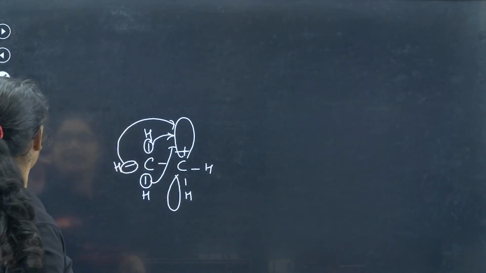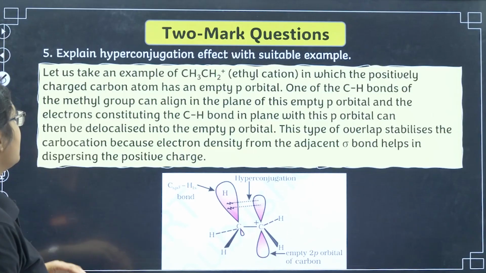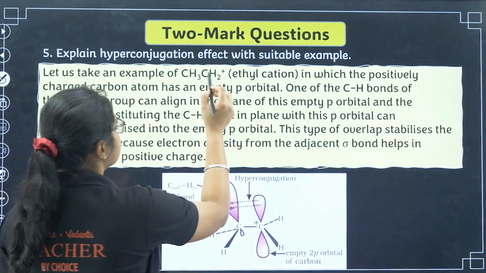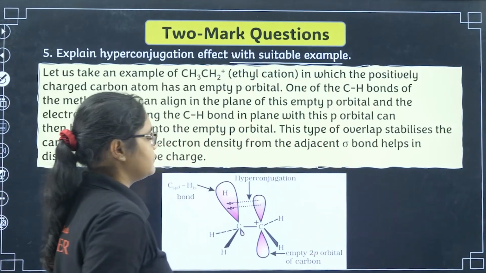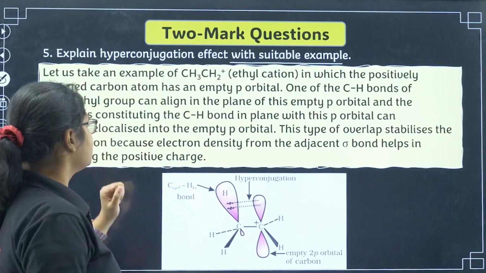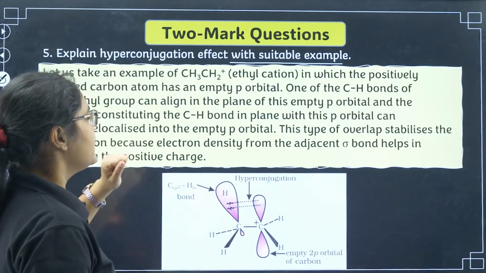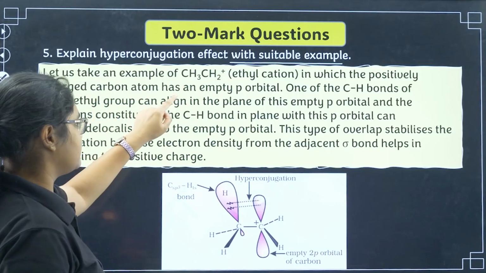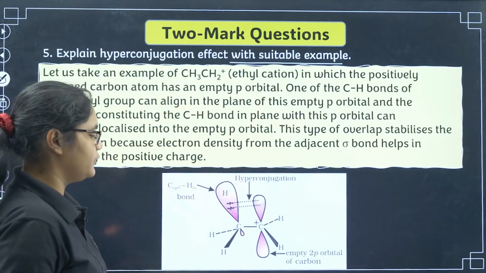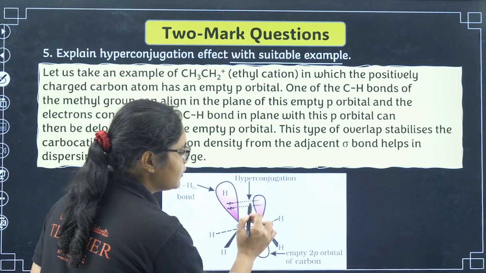Okay, so if I see the answer now, let us take the example because it asks you to explain with a suitable example. So whatever example is given in your NCERT book, try to take that. Let us take the example of CH3CH2+, which is your ethyl cation, in which the positively charged carbon atom has an empty p orbital. You can see here, this carbon which is positively charged has an empty orbital.